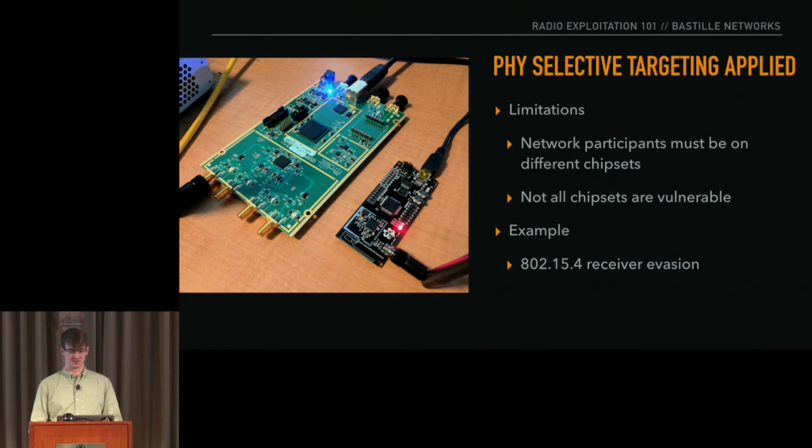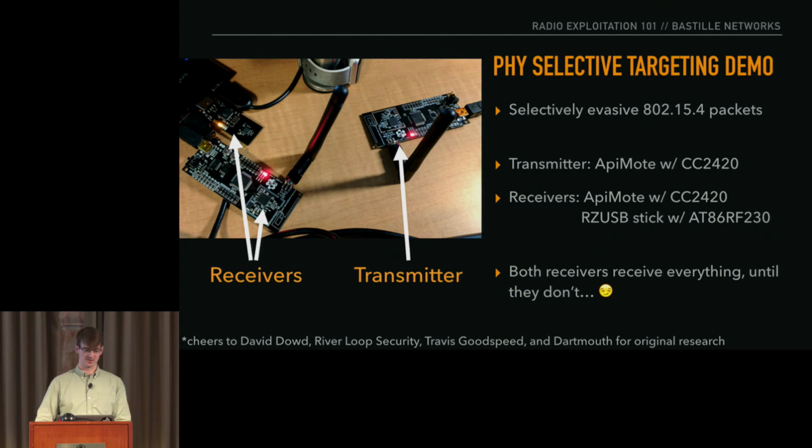Some limitations here are that it relies on the network participants that you're targeting being on different chipsets. And additionally, not every chipset has a diverse, rich set of corner cases to exploit. But I'll show you an example in just a minute of using this technique to evade 802.15.4 receivers. Essentially I'm going to use 3 hardware radios in demonstrating this. However, GNU Radio is a perfect platform for taking this research further because you can get much more granular control over your PHY.